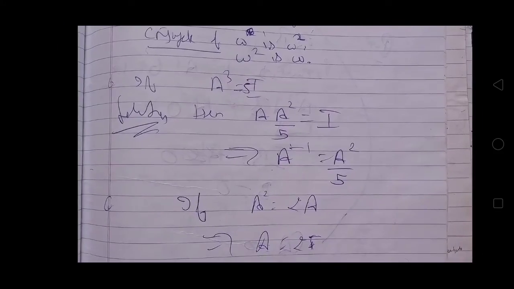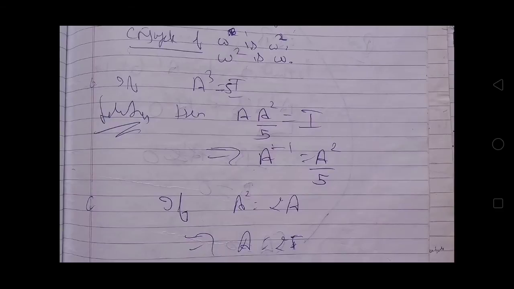Now see this question: if A raised to the power 3 is equal to 5 into identity matrix, then you can write A into A square divided by 5 is equal to identity matrix. So this clearly implies that A inverse is equal to A square by 5. So you can get the inverse of any matrix like this.